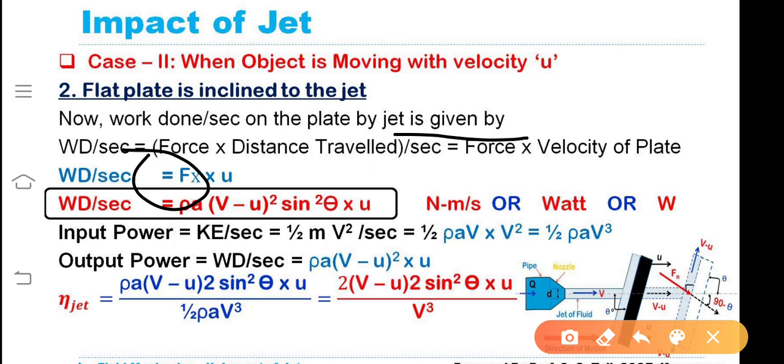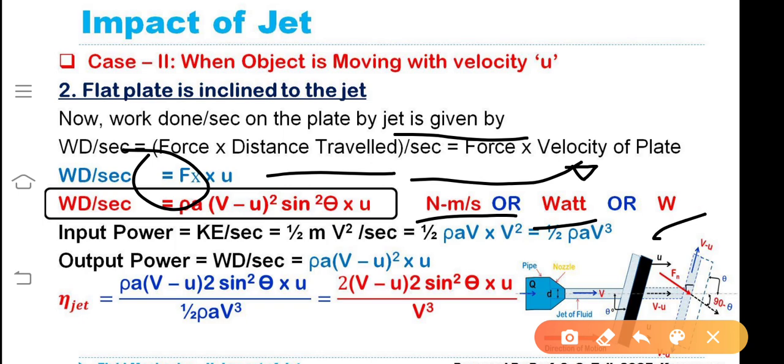Substitute the value of Fx as rho A whole multiplied by (V minus U) whole squared sin squared theta, multiplied by the distance travelled, which is nothing but the velocity of the plate, U meters per second. Therefore, work done per second will be obtained as Newton meter per second, or watts, or you can convert by multiplying by 10 to the power minus 3 to get kilowatts. Okay.